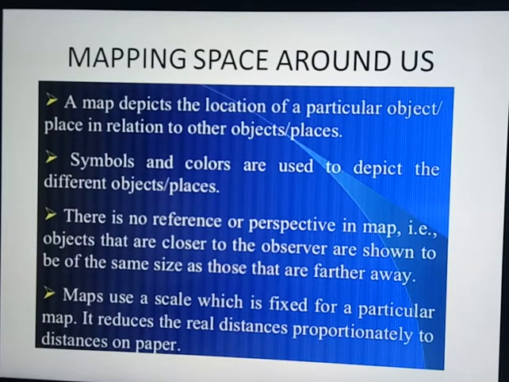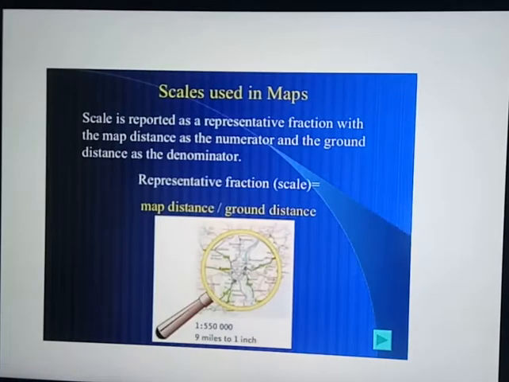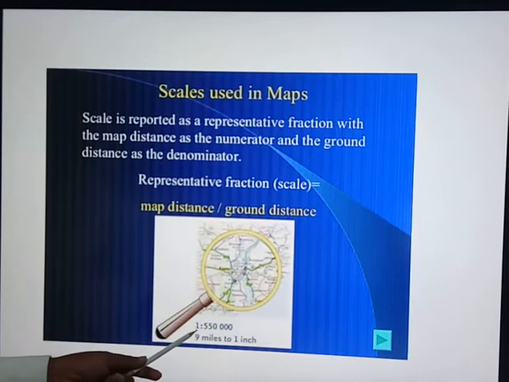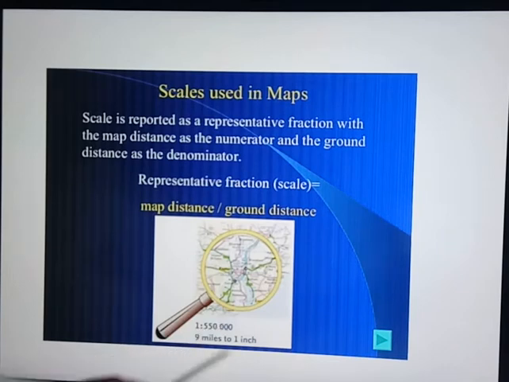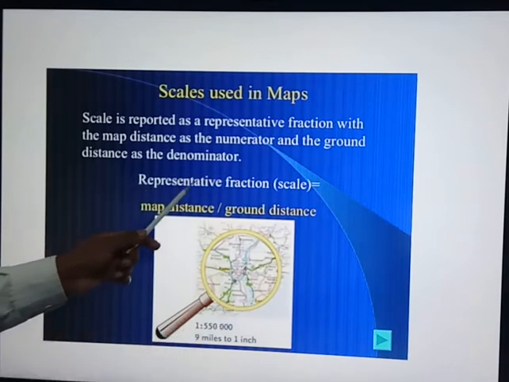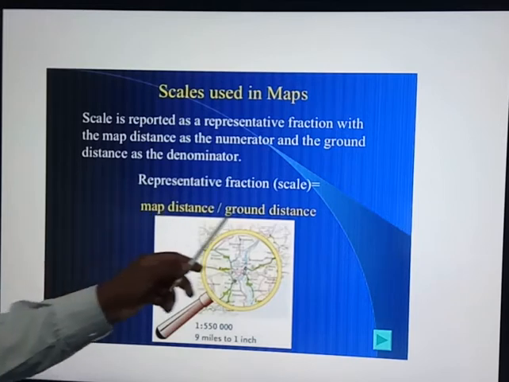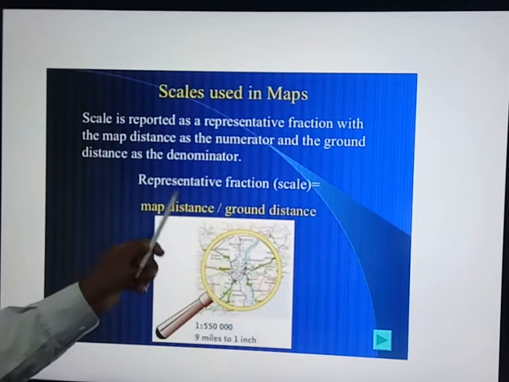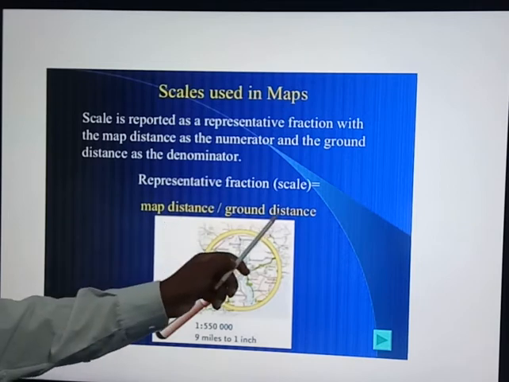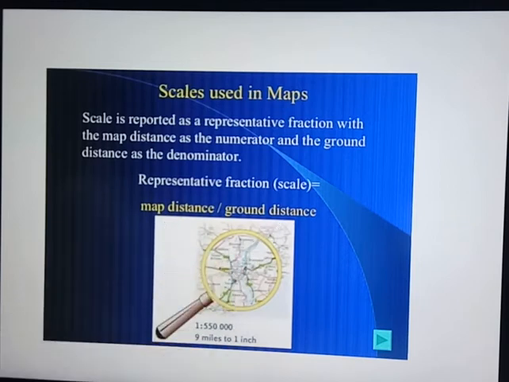So we need to take scales to represent the different distances on maps. You can see that on maps, 9 miles can be represented as 1 inch. The ratio is 1 is to 5,50,000. These are all the scales we are using here. Sometimes this is called a representative fraction, map distance over ground distance. Whatever distance you have taken on the map and the original distance in the denominator, that gives you the representative fraction.